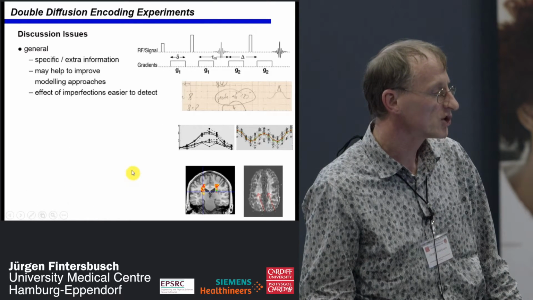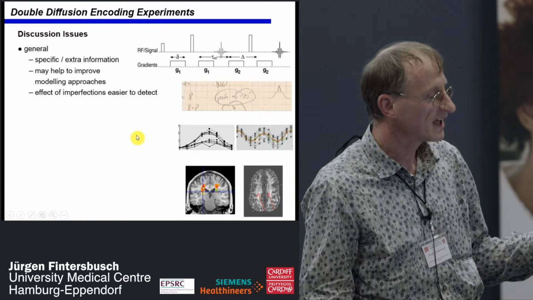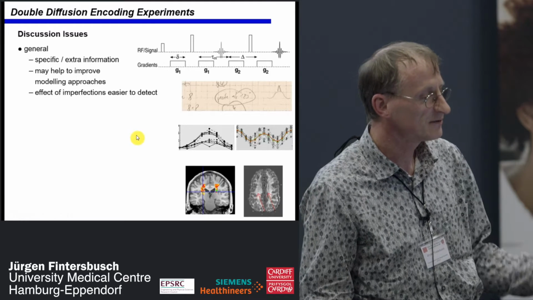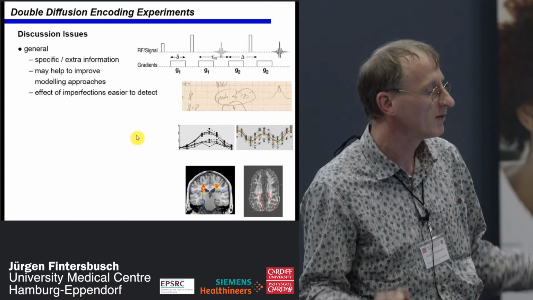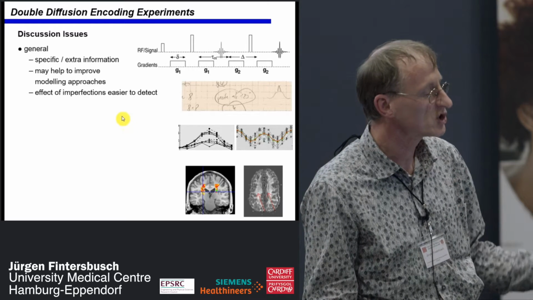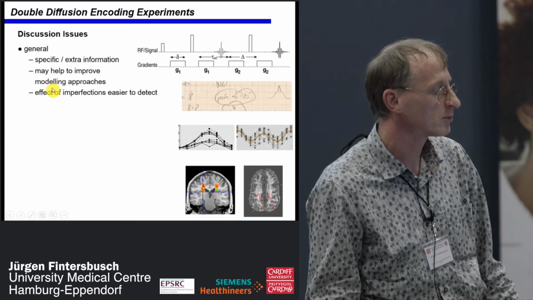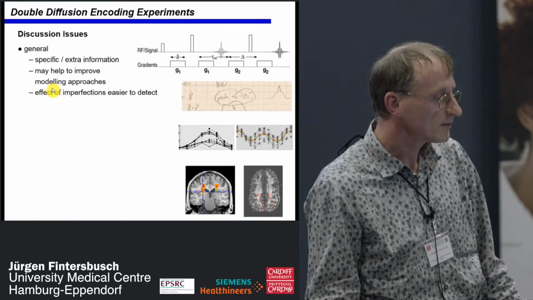So, some discussion issues that may be relevant. The good news is that we now have specific extra information coming from a different experiment. It's not just the usual b-value variation, and it contains very specific information about restriction and about microscopic anisotropy. So this may help to improve all the modeling approaches of tissue.